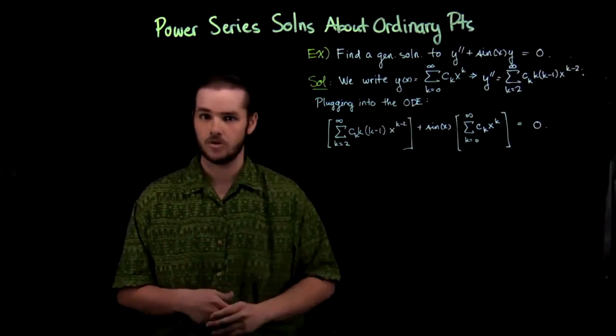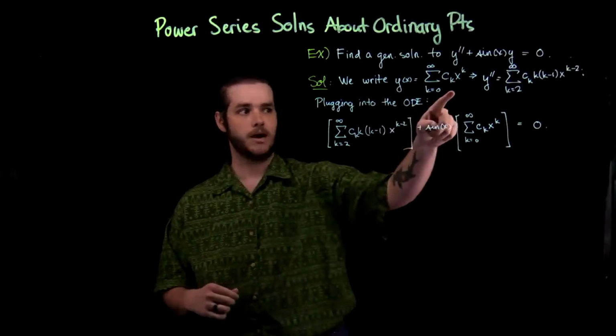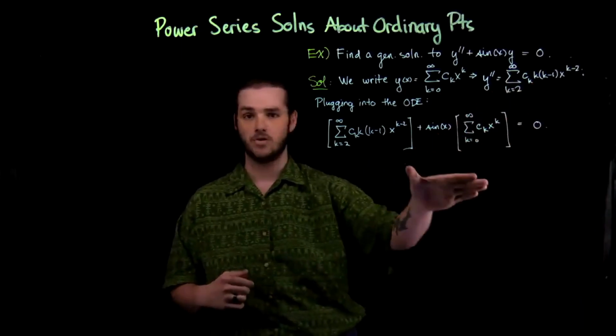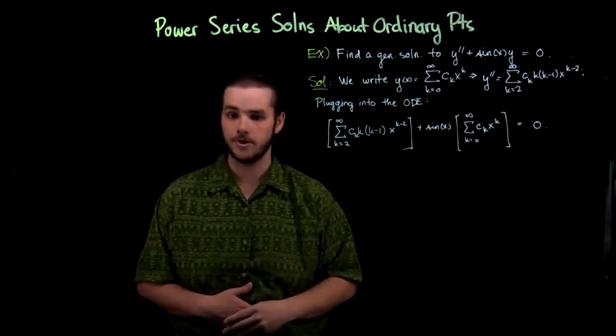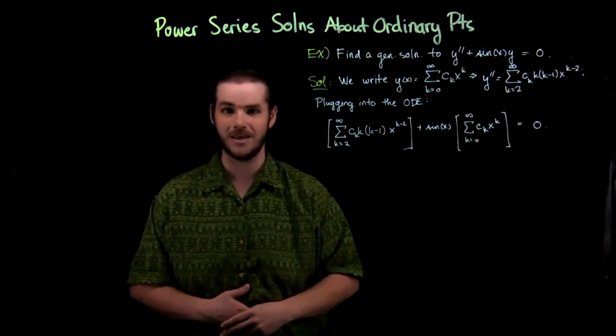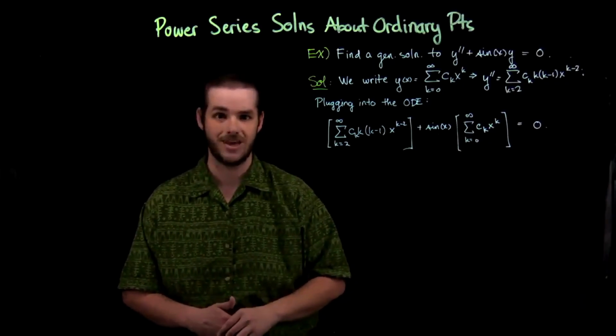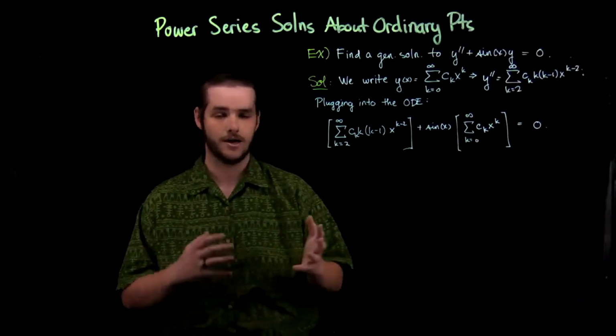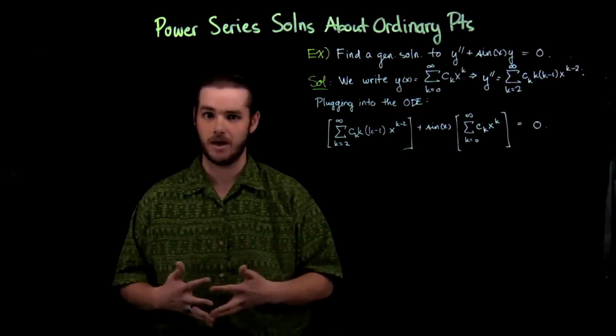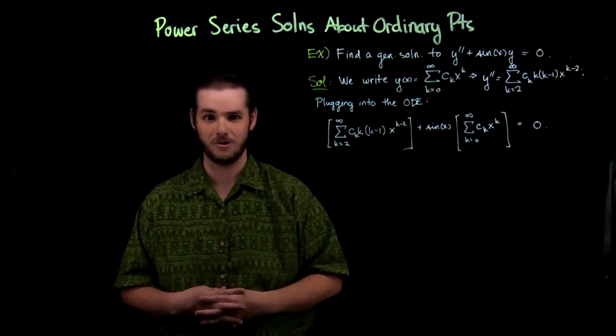I followed the same strategy. Here's y written as a power series, here's its second derivative. I plug it back into the equation. And you'll notice our first simplification step is already sunk because sine of x is not a polynomial that is going to play nicely with cleaning up these power series. At least not in the way it's written right now.